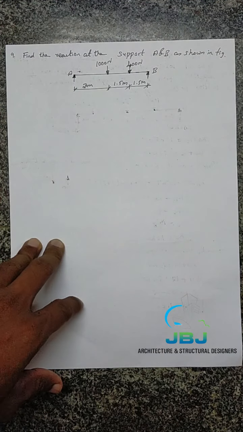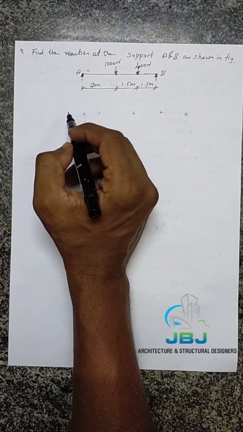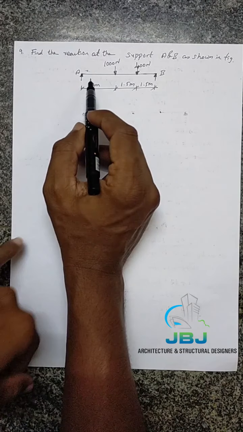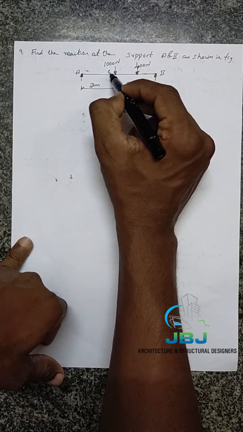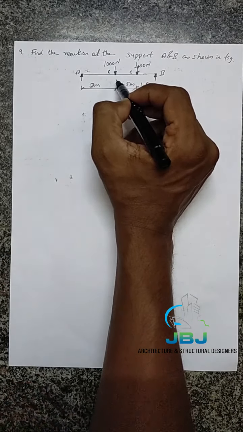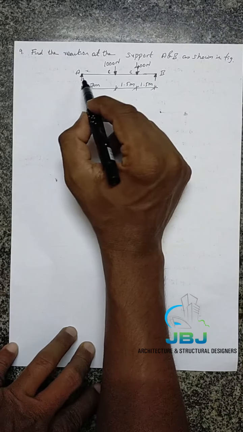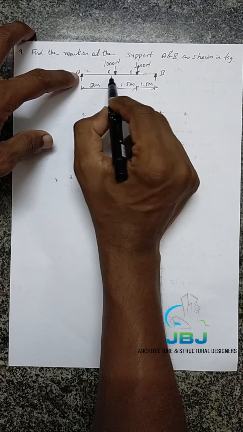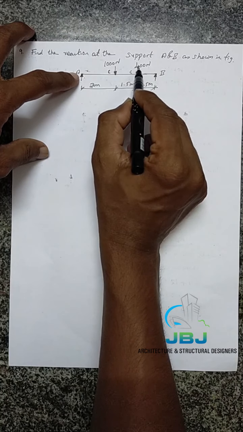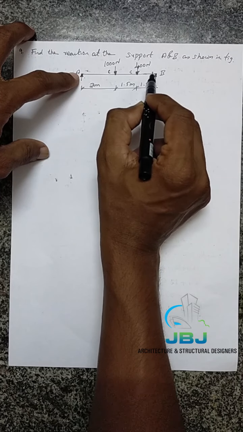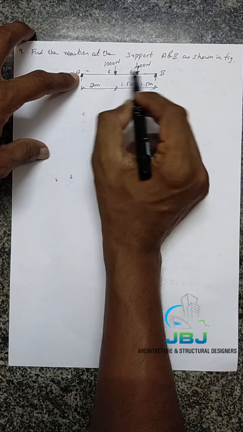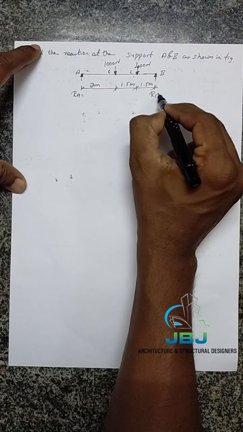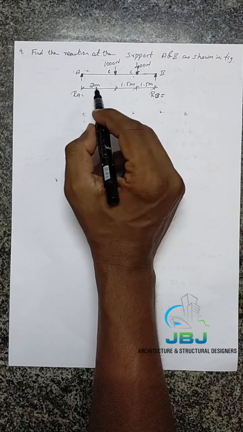Actually, this is the next problem. What's the problem? Read the problem very carefully. Find the reaction at the supports A and B as shown in the figure. This is a simply supported beam. Here two point loads are acting on this member. So how far from point A? This 1000 Newton is acting 3 meter away from the point A, and this 400 Newton is acting 1.5 meter from the right side support. Here we should find the RA and RB of this beam.